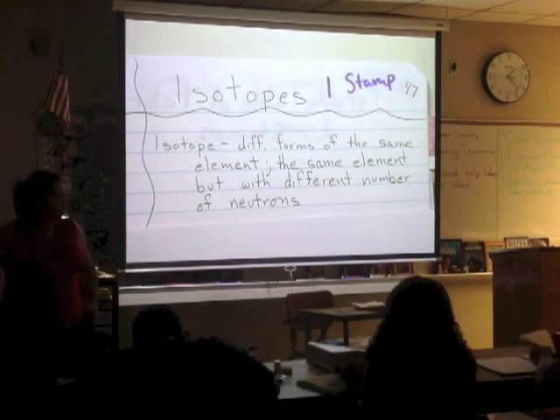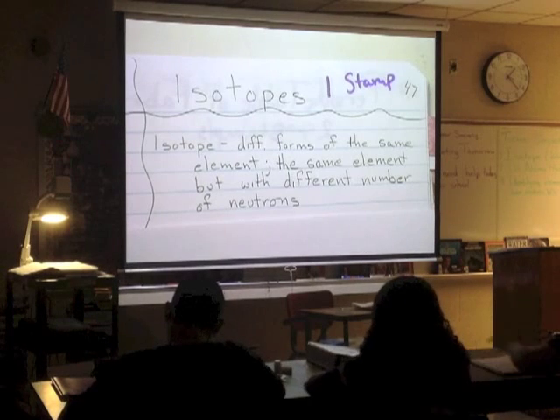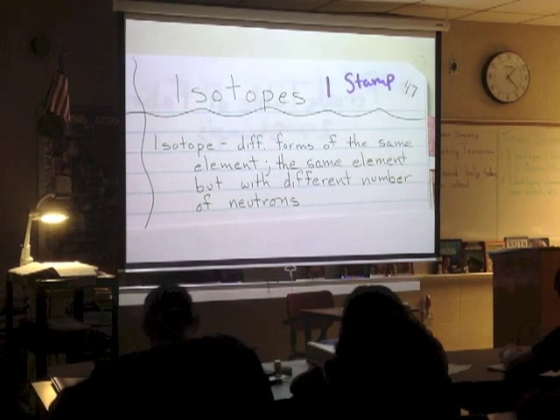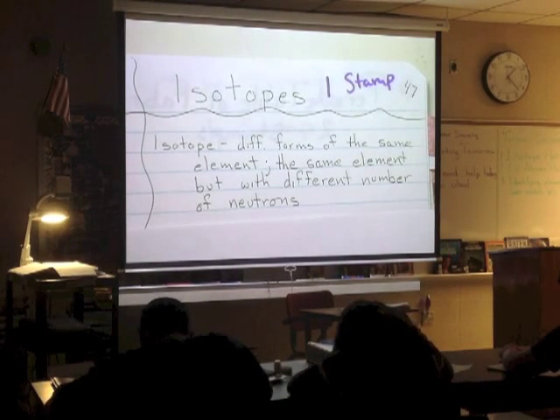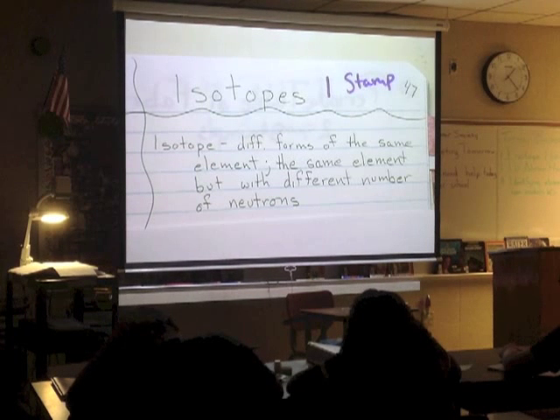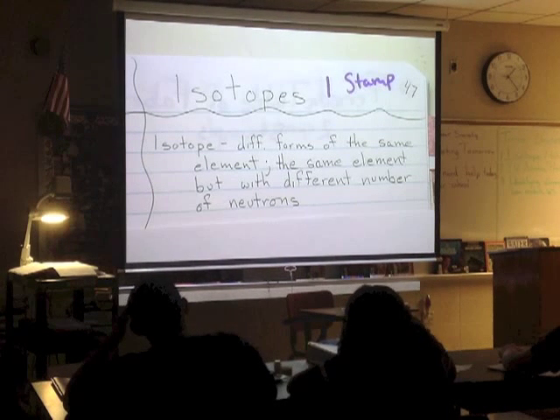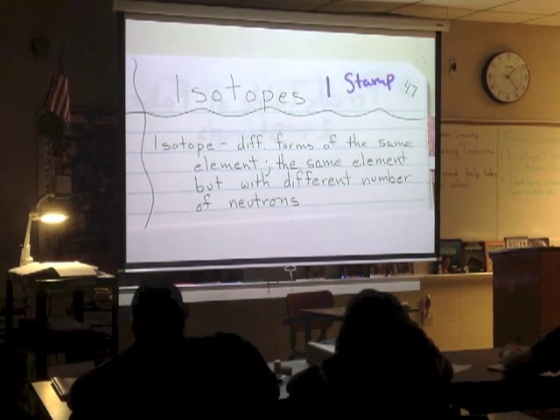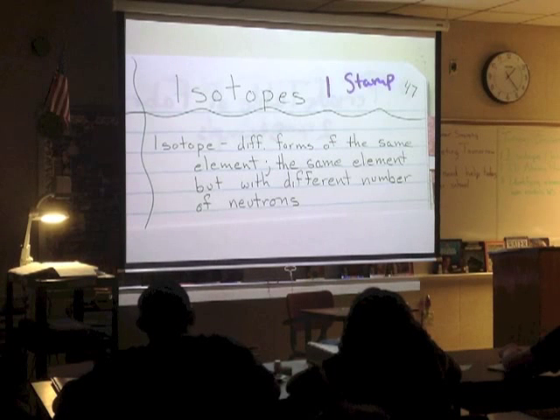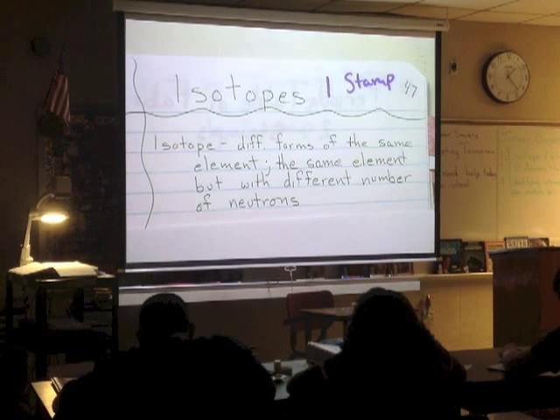Isotopes are different forms of the same element. The same element, but different number of neutrons. So now we know that carbon atoms, they do all have 6 protons. Every carbon atom you come in contact with is going to have 6 protons. But they don't look exactly the same because there's 3 isotopes or forms of carbon. There's carbon 12, carbon 13, carbon 14. Which means that those 3 carbons, they're still carbons, but they're different in the sense that they have different number of neutrons.